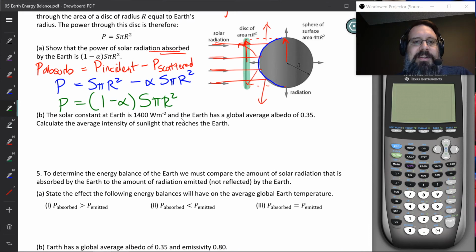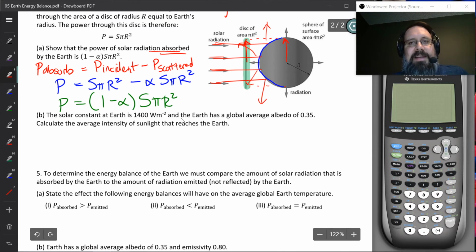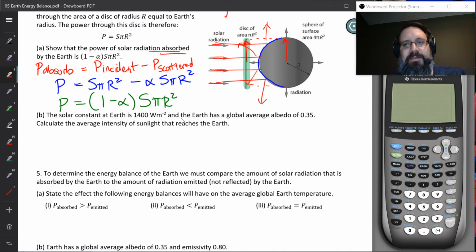Question B: the solar constant at Earth is 1400 watts per square meter, and the Earth has a global average albedo of 0.35. Calculate the average intensity of sunlight that reaches the Earth. So this is the question I was telling you guys about that I had a typo on. This is the correct question, how it should have been written.